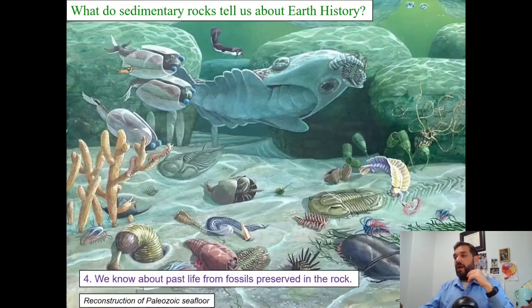And finally, like I said, we learn about the very interesting past life that has existed. Probably you're looking at some of these animals, like, what even is this? What am I even looking at? But these are some of the interesting animals that lived in the Cambrian period that look very foreign to us now. So we can get from sedimentary rocks a whole history of Earth's past life and how life has changed over the years.